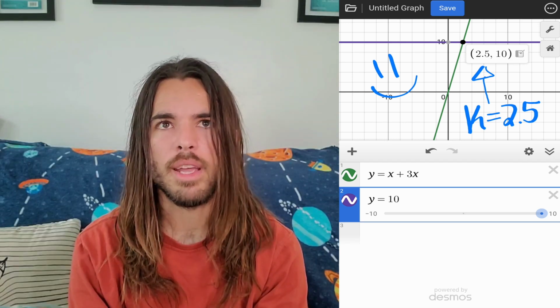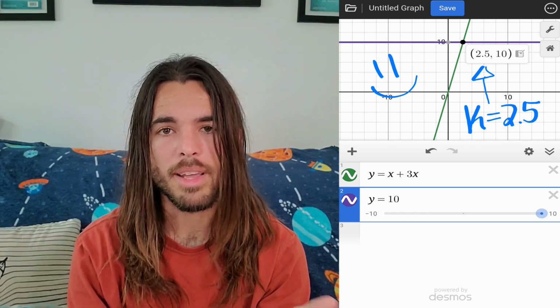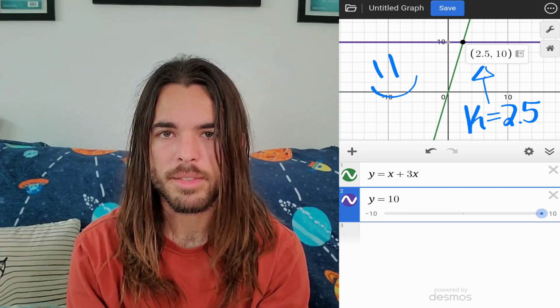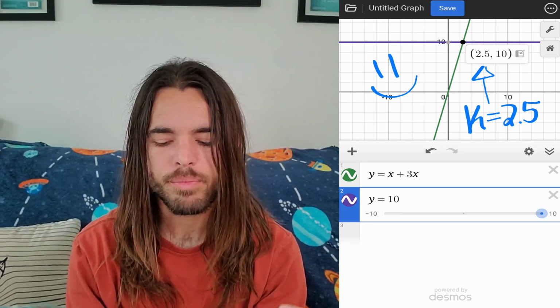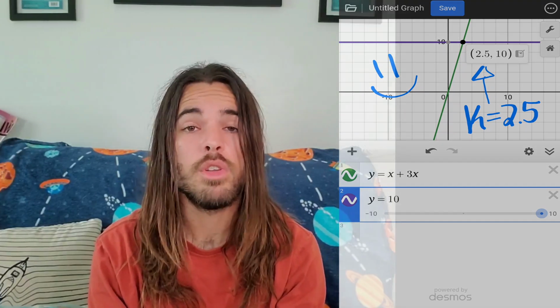So you're trying to solve for the x variable, right? We did y equals x plus 3x and then y equals 10. You want to look at that x coordinate to find your answer. And that's how you can use Desmos for any single variable equation. It'll save you a lot of time and a lot of stress.